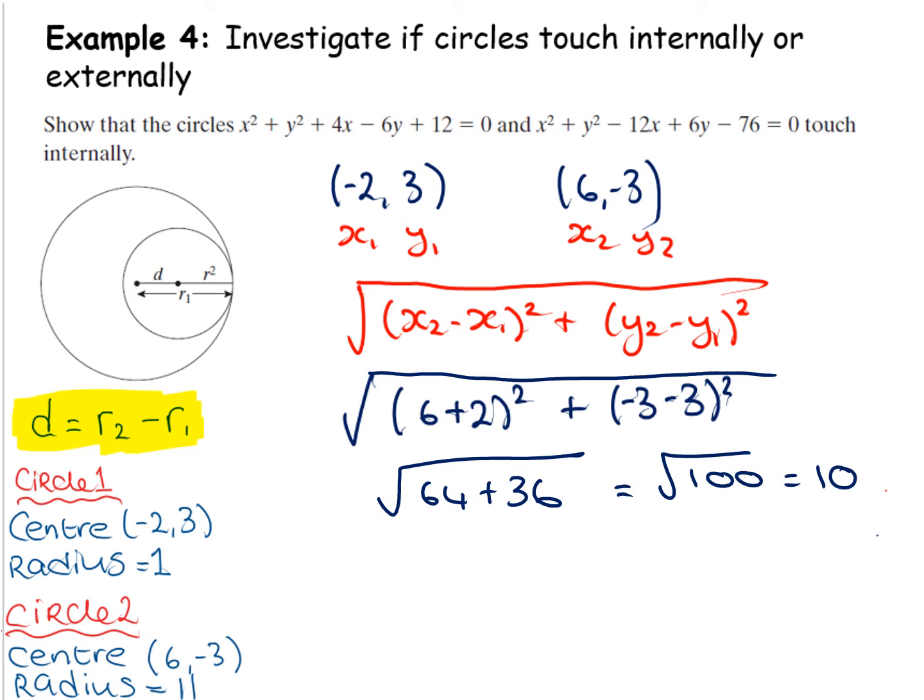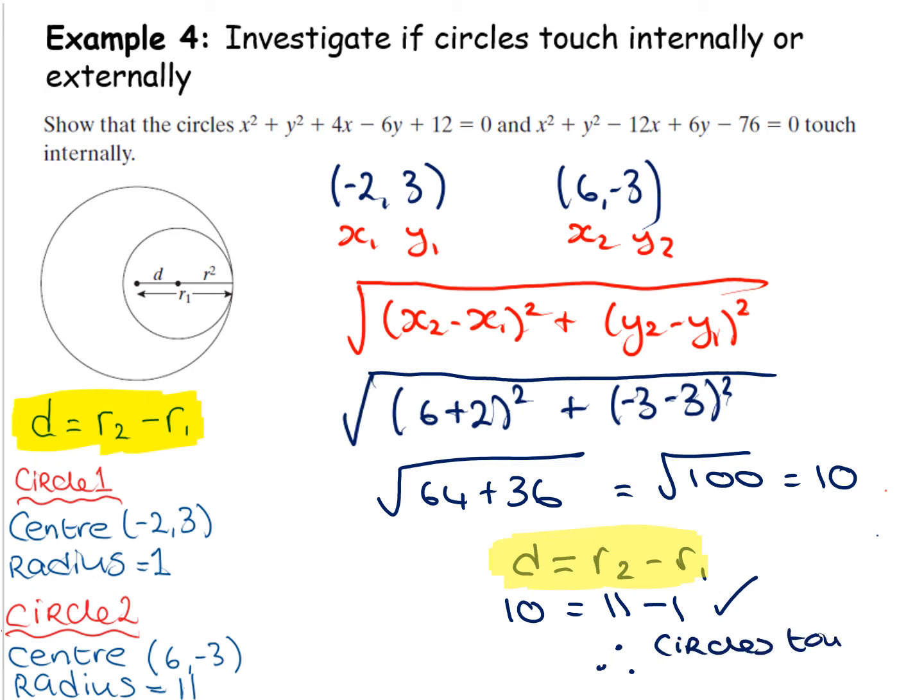So now we're going to go back to this. Is the difference between the two radii equal to the distance between the centers? If so, then yes, they do touch internally. So my distance, 10, is equal to R2 minus R1, which is 11 minus 1. This is true, therefore the circles touch internally.